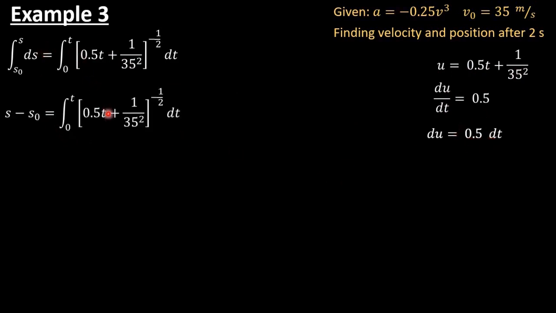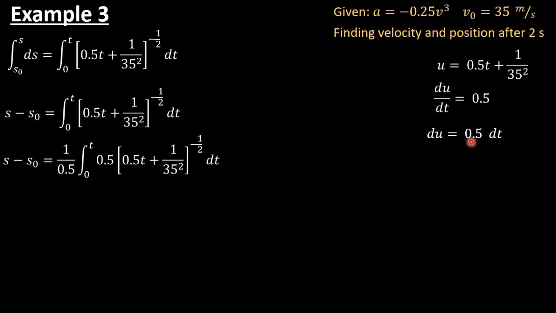So then, just to simplify things down a bit, I'm going to evaluate this integral. The integral of ds is just going to be s, evaluated from s0 to s, to get s minus s0 there. Because I've got du equals 0.5 times dt, I'm going to multiply this whole lot by 1 over 0.5 and then by 0.5. I can do that because 1 over 0.5 times 0.5 will just give me 1, so it doesn't actually change anything. The reason I want to do that is because I've got a 0.5 there and a dt there, and I can replace this with du.